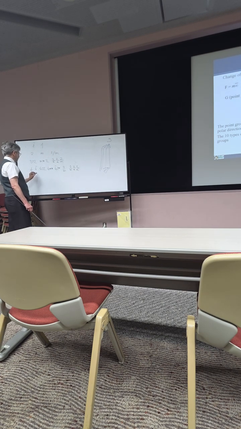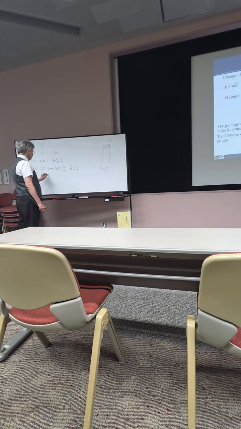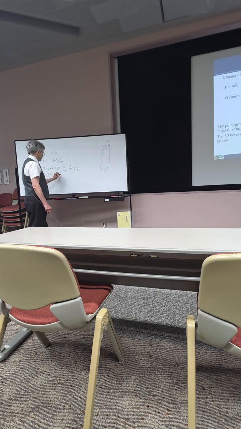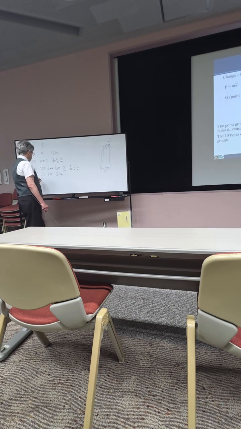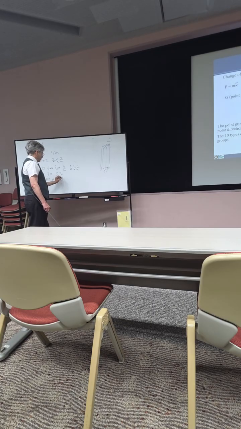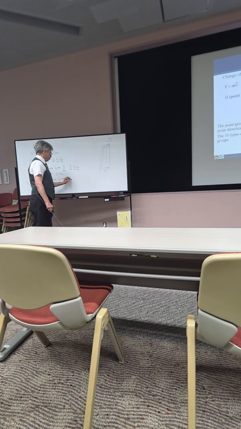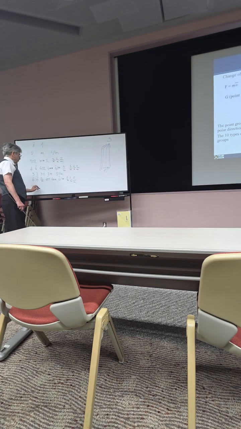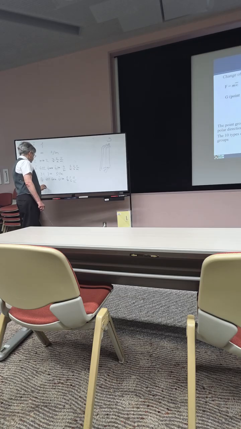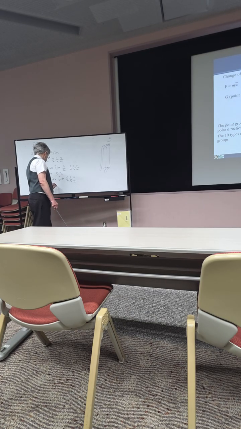Trigonal: 3, 3 bar, 3 2, 3 m, 3 bar 2 over m. Hexagonal: 6, 6 bar, 6 over m, 6 2 2, 6 mm, 6 bar m 2, 6 over m 2 over m 2 over m. Cubic: 2 3, 4 3 2, 4 bar 3 m, m 3 bar, 4 over m 3 bar 2 over m.